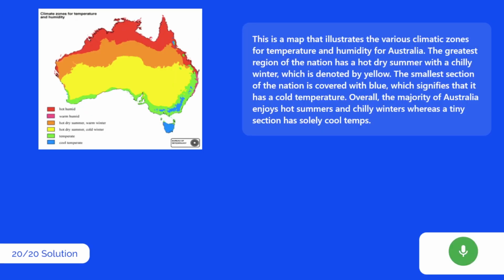This is a map that illustrates the various climatic zones for temperature and humidity for Australia. The greatest region of the nation has a hot, dry summer with a chilly winter, which is denoted by yellow. The smallest section of the nation is covered with blue, which signifies that it has a cold temperature. Overall, the majority of Australia enjoys hot summers and chilly winters, whereas a tiny section has solely cool temperatures.